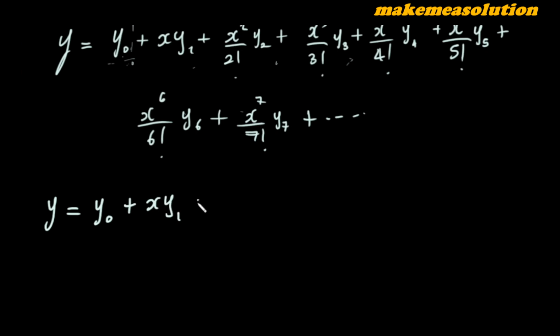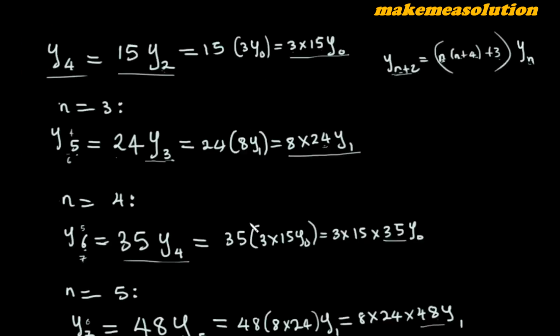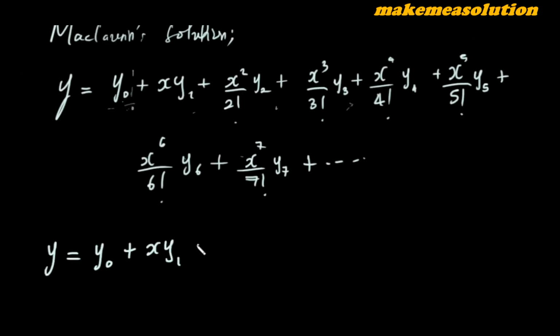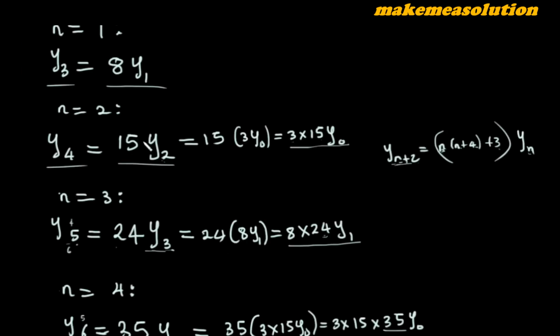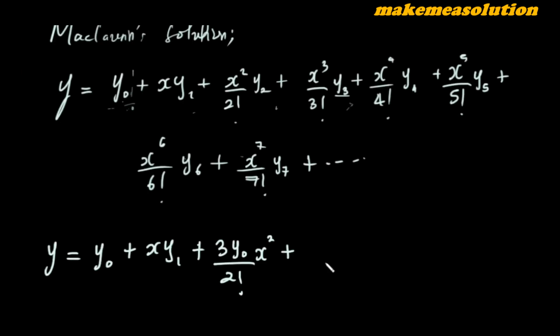Then for y2 now, let's go and see what y2 is. y2 is 3y0. So I'm going to have plus 3y0 all over 2 factorial, and I have my x squared and plus. Let's see what y3 is. y3 is actually what? 8y1. Then instead of y3, I'll have 8y1 over 3 factorial. Then you now have x3 and plus.